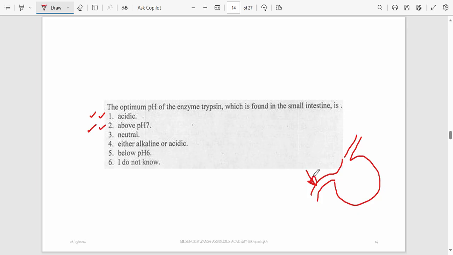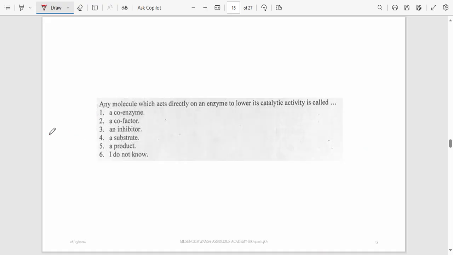Okay, so what will happen is that in this region, the small intestine is basic. So any enzyme that is acidic coming from the stomach will be neutralized and it will stop functioning in the small intestine. So the answer is above 7. It is basic. It's actually 7.5.